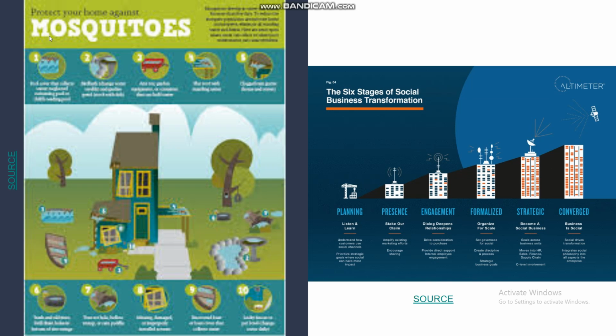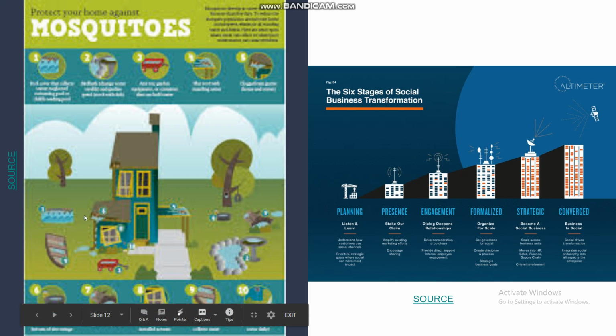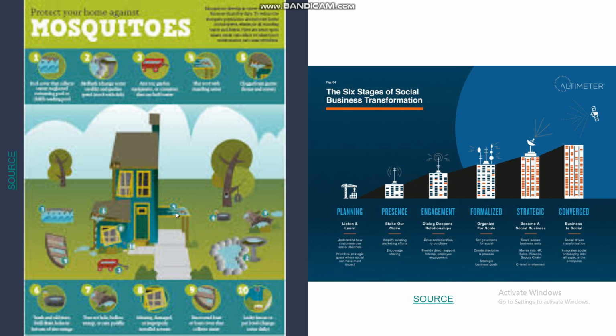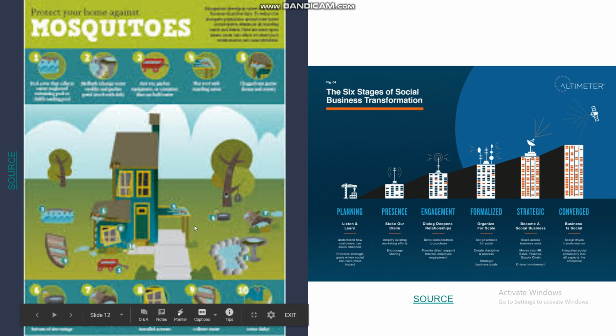This one's a little blurry, but it's how to protect your home against mosquitoes. So there are 10 tips on how to protect your home. And the picture in the middle is just a really quick visual to show you all the possible ways that you might be encouraging mosquitoes around your home.